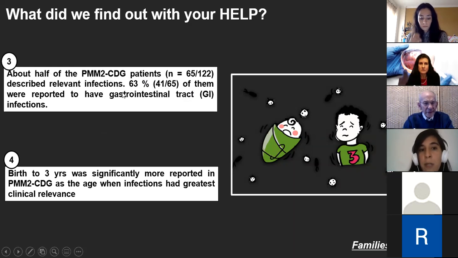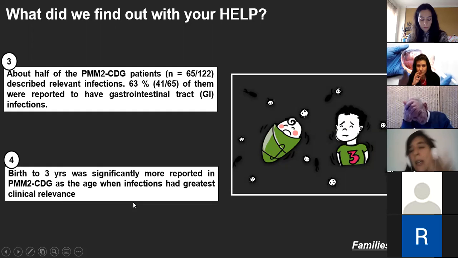63% of these being related to the gastrointestinal tract, so GI infections. And families also confirmed what was already reported in the literature, that young ages, in this case, birth to 3 years old, was the time period when these infections had greatest clinical relevance. So they had either been more recurrent, more frequent, or more severe.